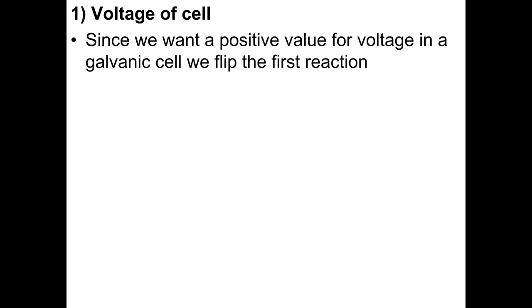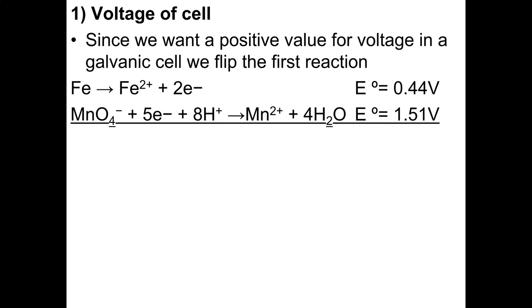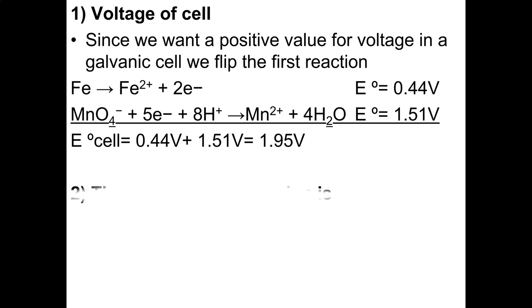All right, voltage of cell. Since we want a positive value for voltage in a galvanic cell, we flip the first reaction. We talked about that. So there's your flip. E cell is equal to 0.44. So you could do this in the get-go. You don't need anything else to get the voltage. You can finish it in the first step.